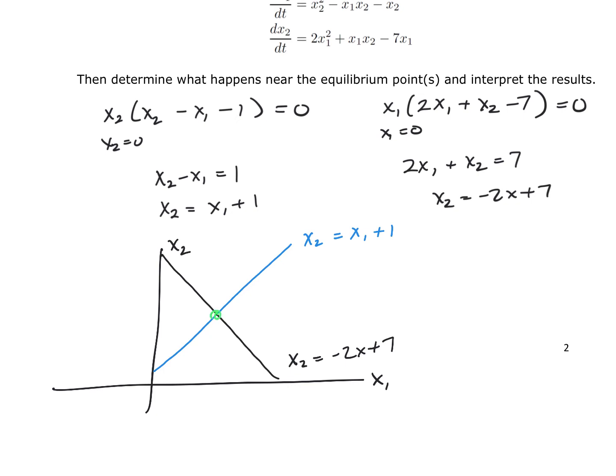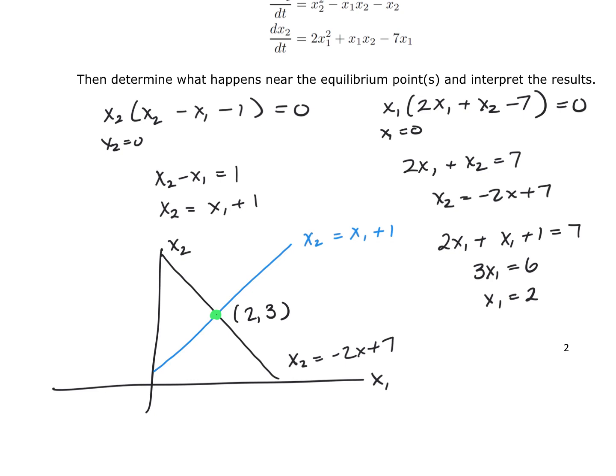And then to find this point of intersection, I'm going to just solve like I normally solve when I have a system of equations, however you prefer to solve. I'm going to just do a substitution here because it's not too bad. I'm going to substitute this into here. So I have 2x sub 1 plus x sub 1 plus 1 is equal to 7. 3x sub 1 is equal to 6. x sub 1 is equal to 2. So I find that this is the point (2, 3).